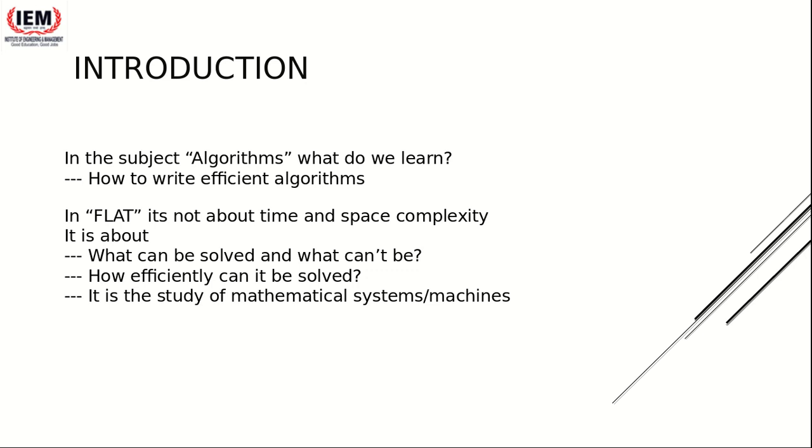Once you know that the problem is solvable, next comes the question, how efficiently can it be solved? And then thereby we have different automatas or different machines. The name itself is formal language and automata.